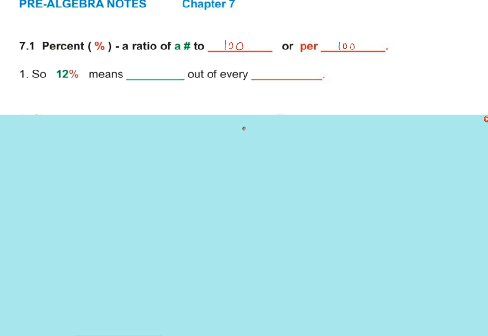So if you say you have, for example, and look over here on the right, 5%, you're saying you have 5 out of every 100. 5 per 100, right? Just out of 100. If you have 50%, you have 50 out of 100. That's the idea, and that's the concept. It means of every 100. So number one here, 12% means what? 12 out of every 100, right?